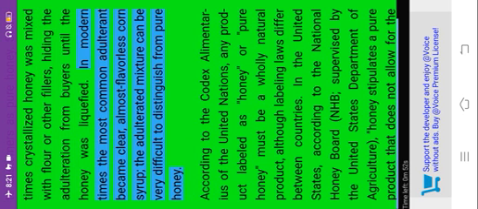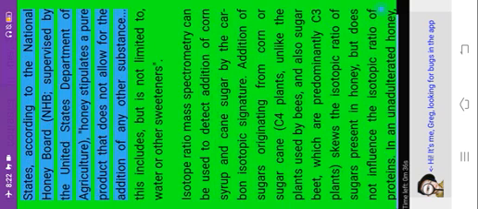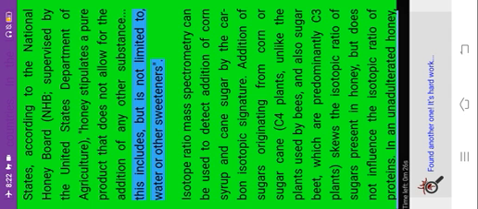In modern times, the most common adulterant became clear, almost flavorless corn syrup. The adulterated mixture can be very difficult to distinguish from pure honey. According to the Codex Alimentarius of the United Nations, any product labeled as honey or pure honey must be a wholly natural product, although labeling laws differ between countries. In the United States, according to the National Honey Board, NHB, supervised by the United States Department of Agriculture, honey stipulates a pure product that does not allow for the addition of any other substance. This includes, but is not limited to, water or other sweeteners.